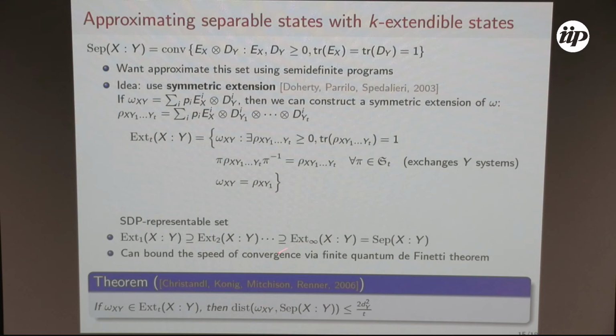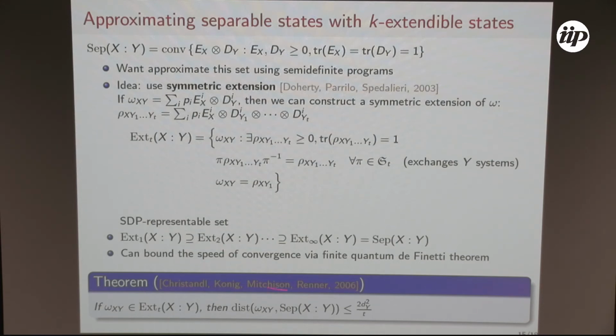It's non-trivial, but it's possible to show that the set of infinitely extendable states coincides exactly with the set of separable states. This is nice, but it would be nice to have a more quantitative statement saying how large I should take t for this approximation to be good.